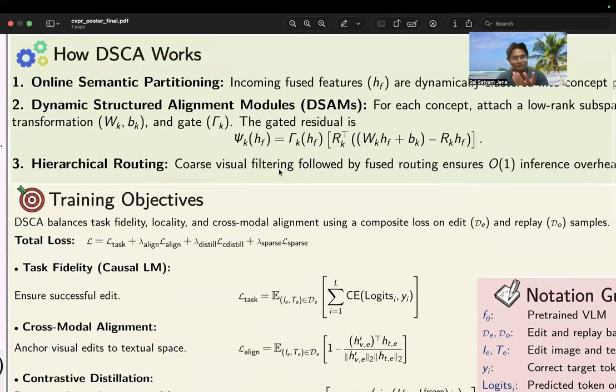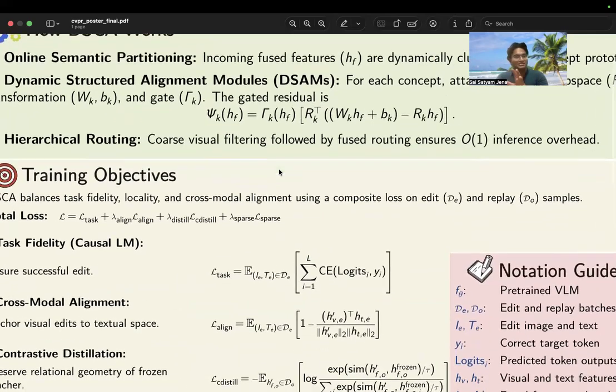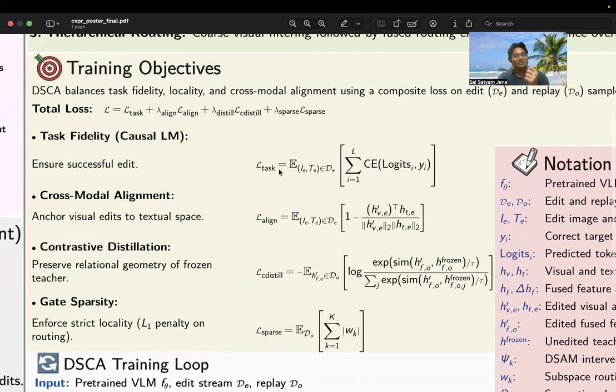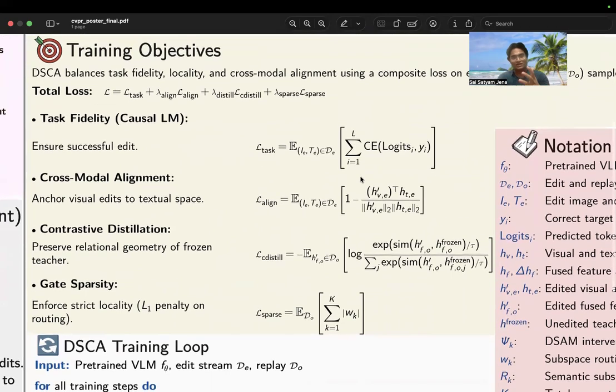Yeah, so this is coarse visual filtering followed by fused routing. This is the hierarchical routing part, which we have not presented in the poster. So what are the training objectives? What are the tasks on which we train the model? The first task is causal LM. So this is a standard cross entropy loss.